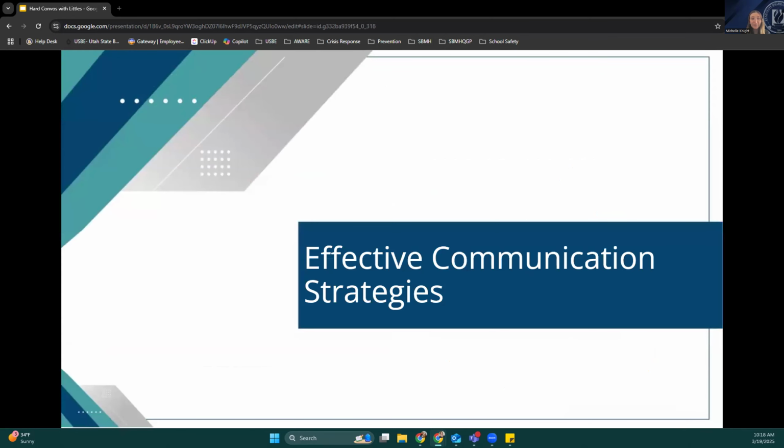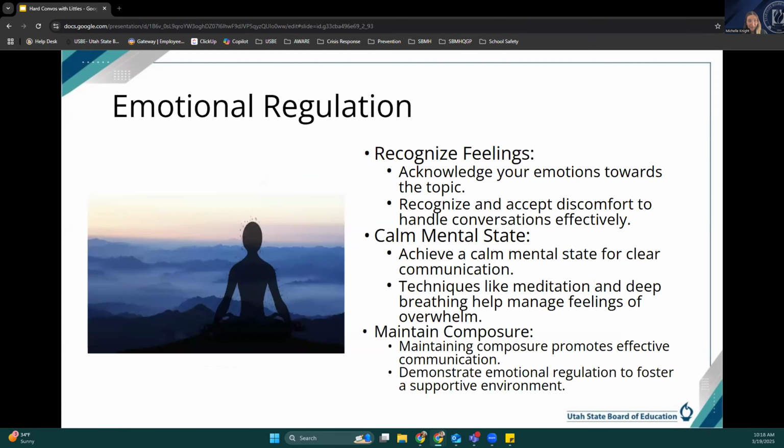So some effective communication strategies are listed here. We want to recognize and acknowledge our own feelings. We want to achieve a calm mental state through techniques like meditation, which we did earlier, I saw, and deep breathing, which helps manage feelings of overwhelm. We want to maintain our composure and demonstrate emotional regulation, which fosters a supportive environment.